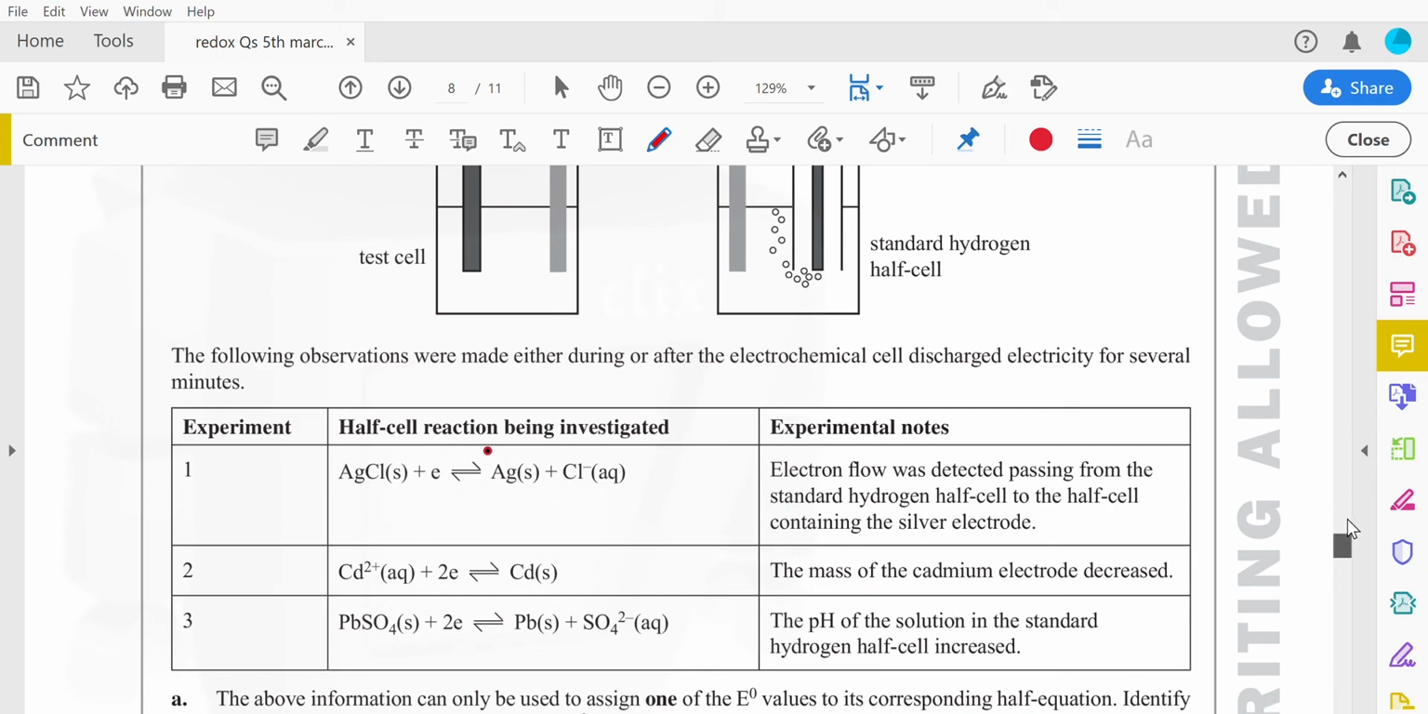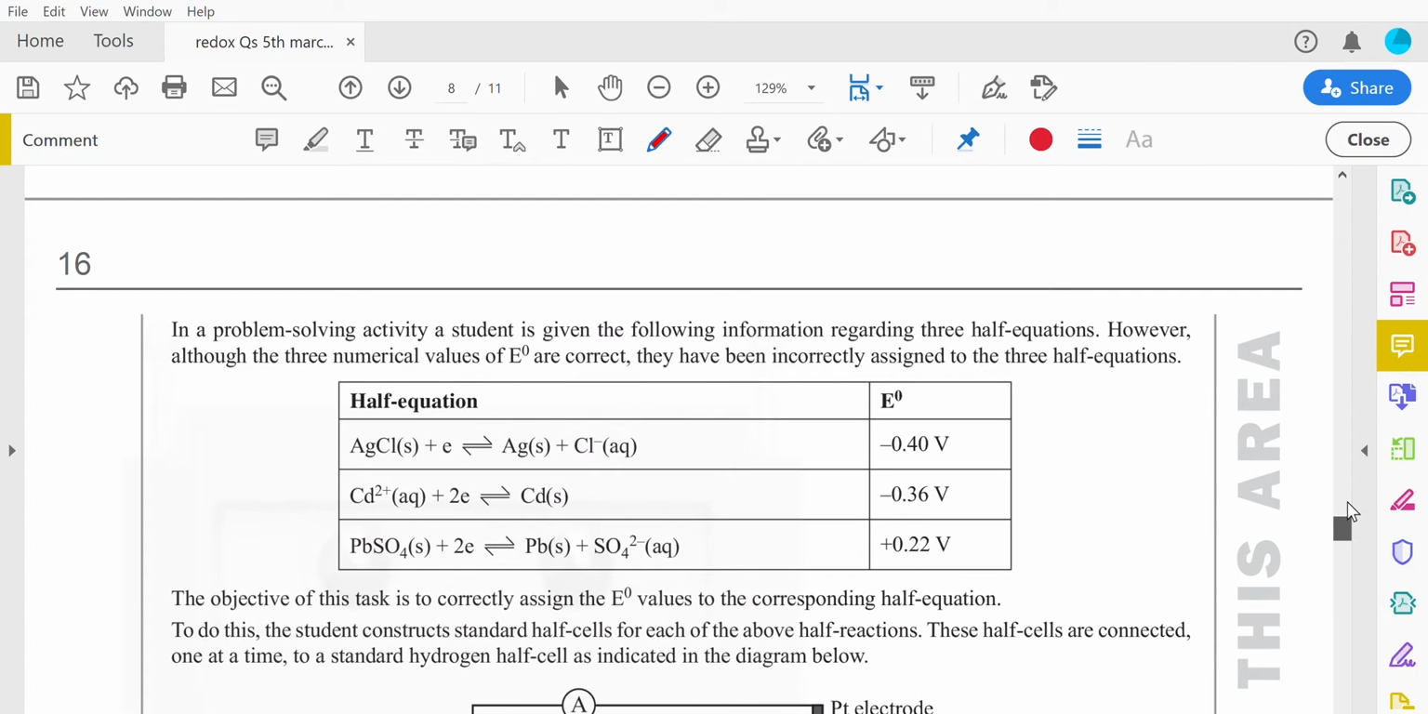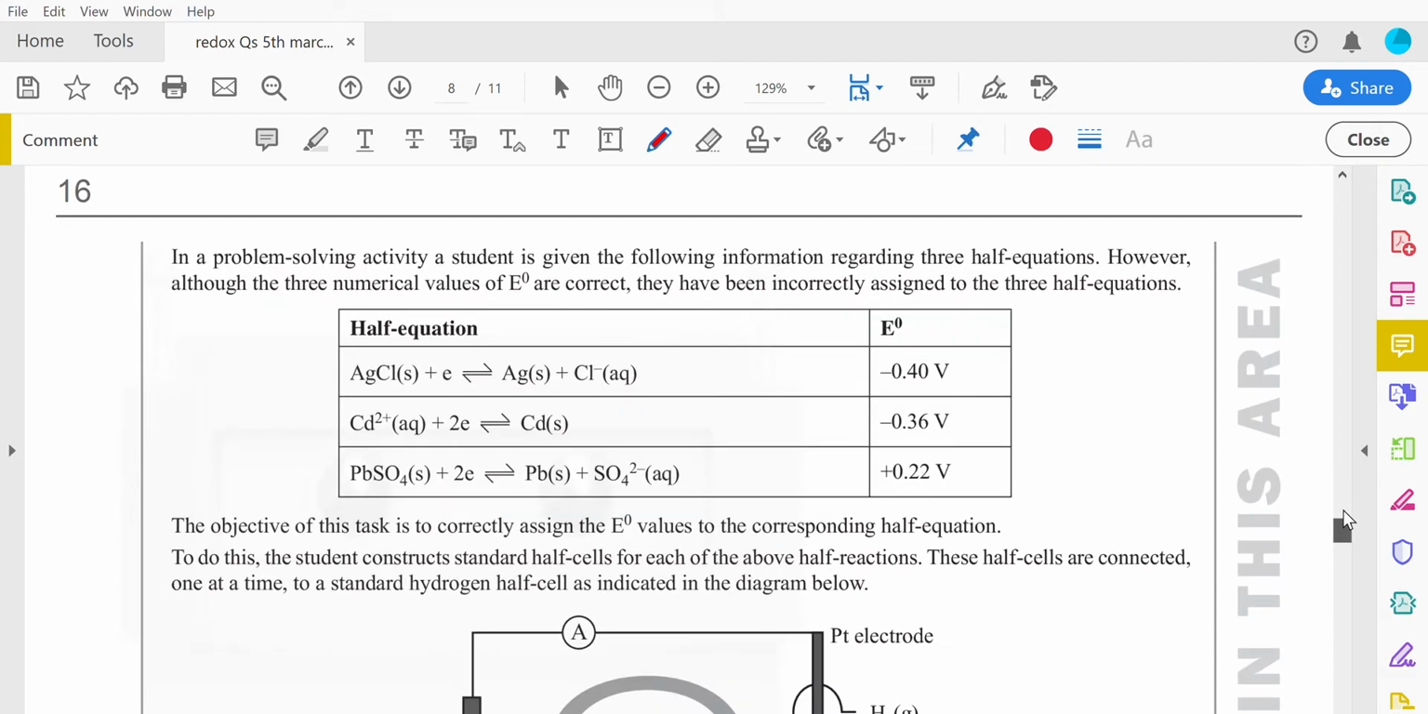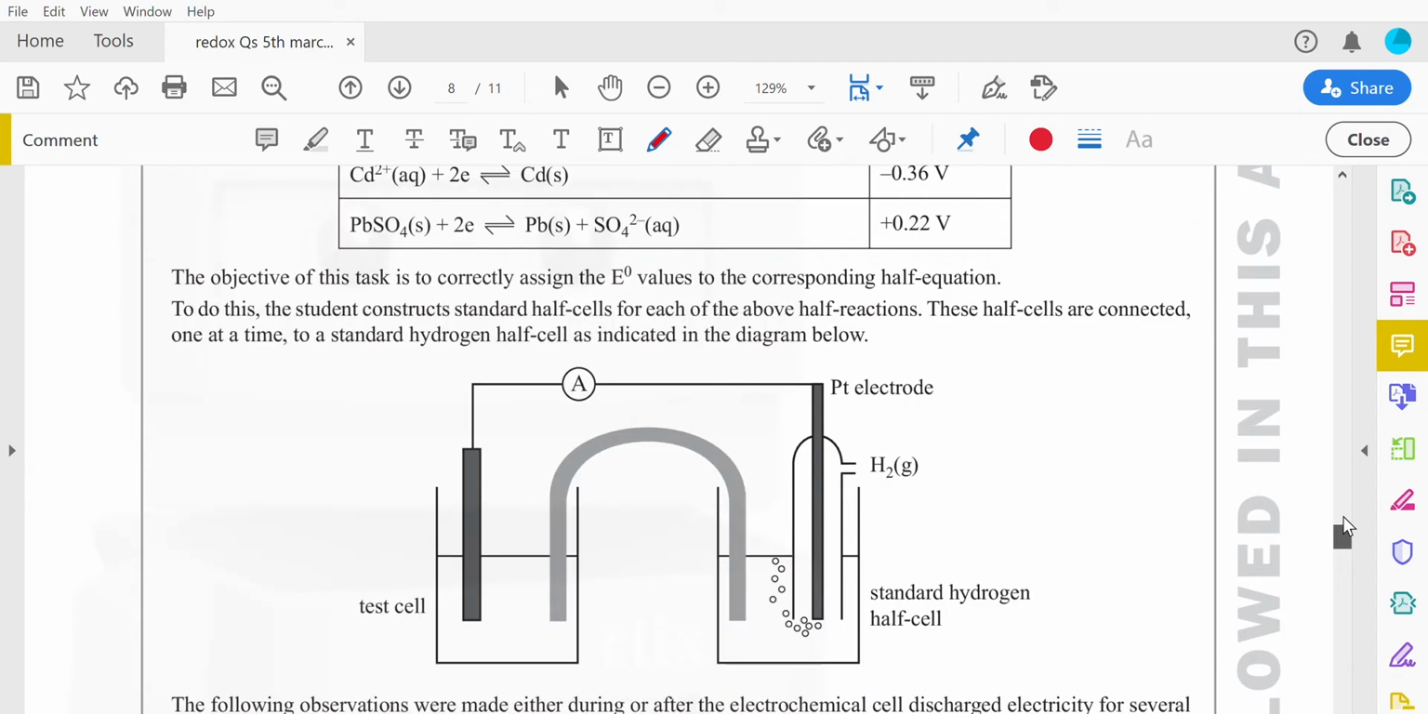Okay, this is question 16. It's just a problem-solving question. Students are given the following information regarding 3 half equations and 3 numerical values of the standard electrode potential, which are correct but incorrectly assigned to the 3 half equations. Now, this doesn't actually correlate to the standard electrode potentials you'd find on the electrochemical series, but instead, you're just meant to be able to look at the observations in this question and then work out one of the standard electrode potential values.